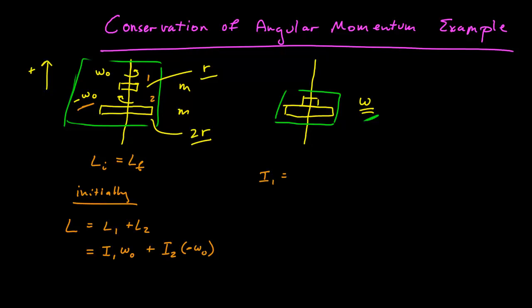So the moment of inertia of disk 1 for a uniform disk is 1/2 the mass of the disk times the radius of the disk squared. So the moment of inertia of 2 is 1/2 the mass of the disk times the radius of the disk, which is 2r, squared. Which is equal to, there's a 4, so it's 2 m r squared.